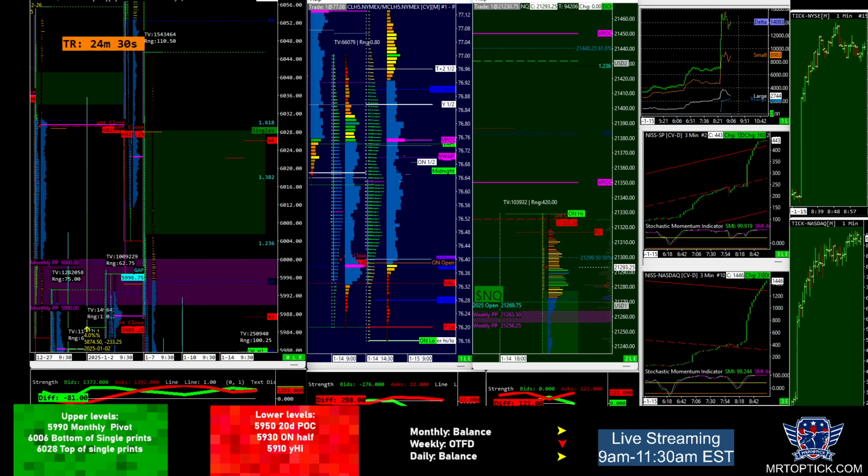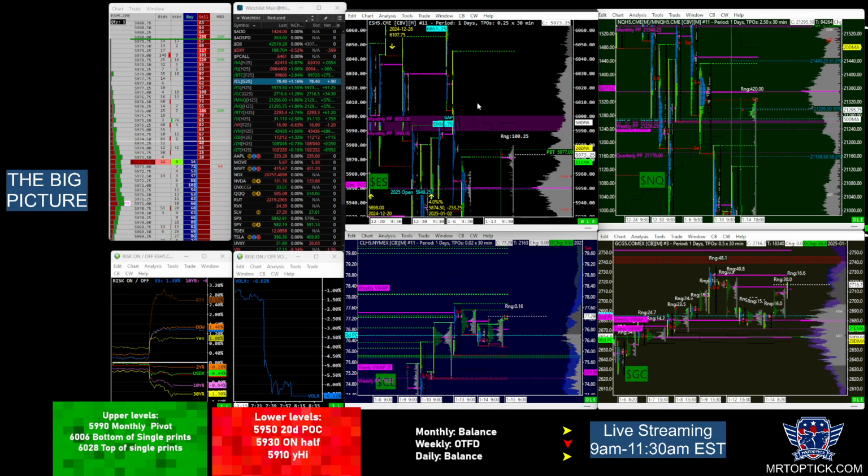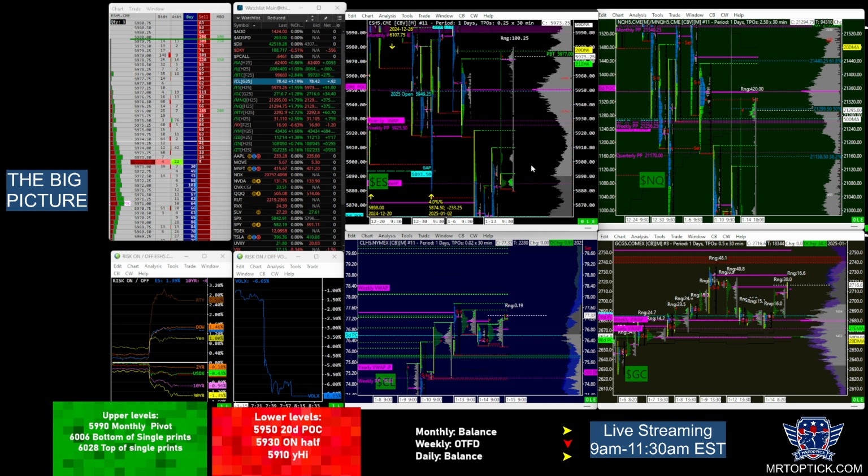So just because we're accepting inside value for this session right here, I'm thinking that we're at least gonna test that 6,000 and see if those sellers are still there. If they're still there, we're likely gonna come back down and retest that 59.50 and see if that holds, or if we come back into the low part of this distribution to repair some of this poor structure, right?